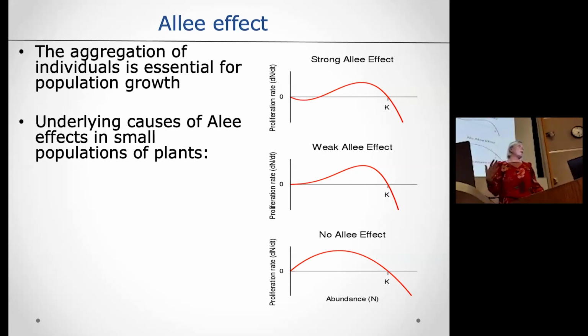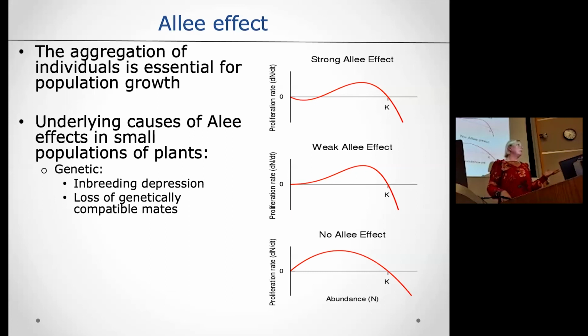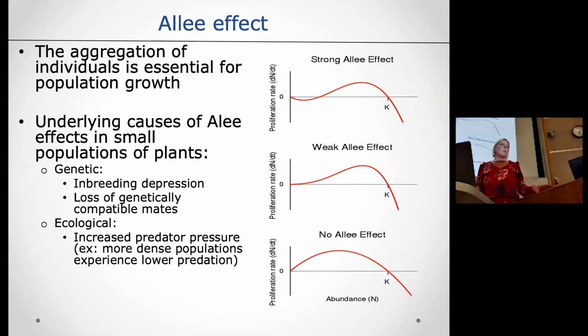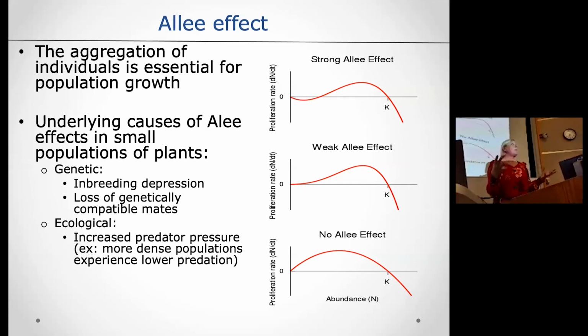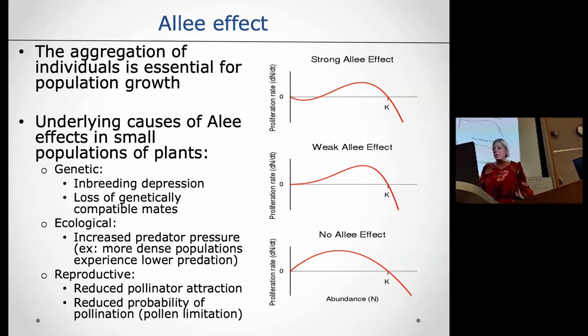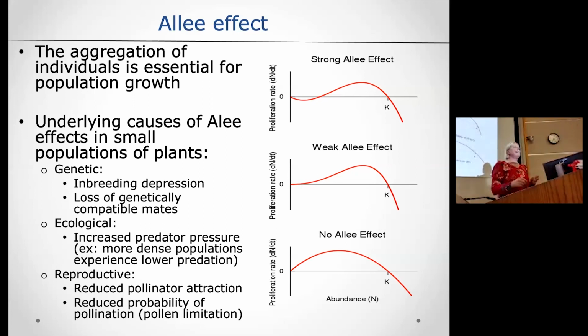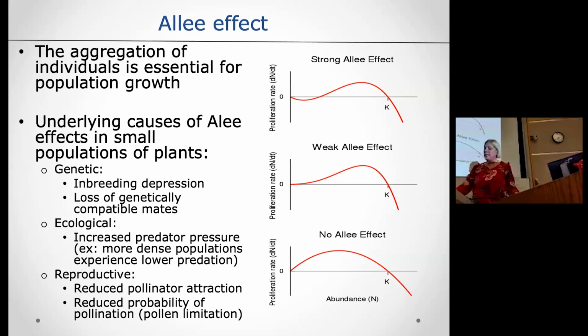And there's several things that can cause Allee effects in plants in small populations. So for example, small populations may have a lot of inbreeding depression or loss of genetically compatible mates, which was the hypothesis that we were testing. We disproved that one. There's another kind of category, which would be ecological Allee effects. So sometimes larger populations may have less predation pressure, just because there's more individuals, less predation per individual. But we didn't see any evidence of that. And then the last one is a reproductive Allee effect, where essentially you get either reduced pollinator attraction or reduced ability for pollinators to transfer pollen between individuals of the same species. And this is what we actually think is happening here.